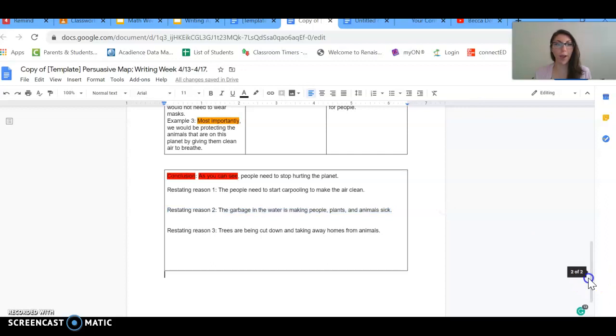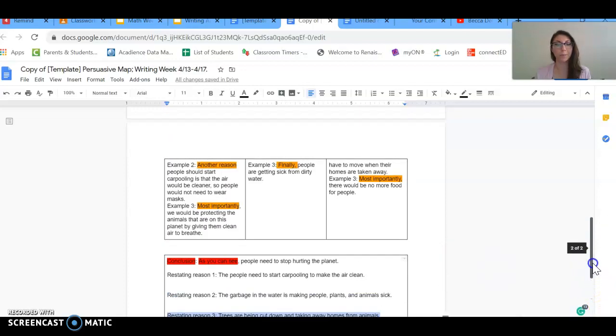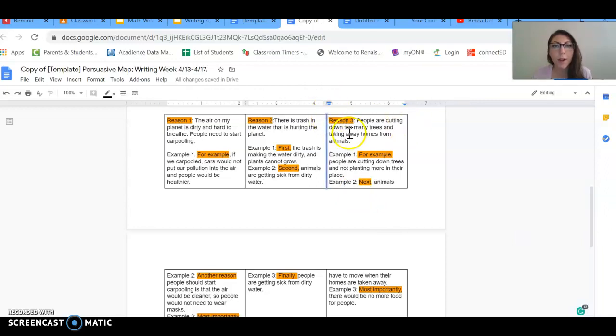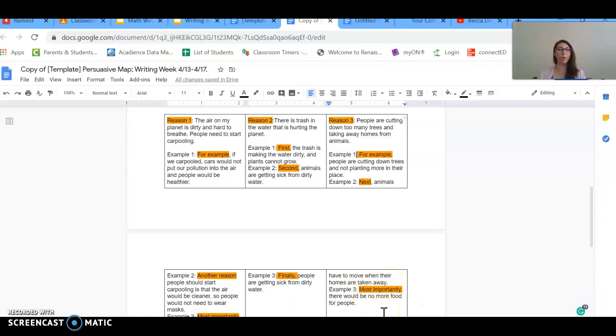Let's take a look at Reason 3. Trees are being cut down and taken away from homes and animals. Okay. Let's reread Reason 3. Reason 3 says people are cutting down too many trees and taking away homes from animals. For example, people are cutting down trees and not putting more in their place. Next, animals have to move away when their homes are taken away. Most importantly, there would be no food for people.